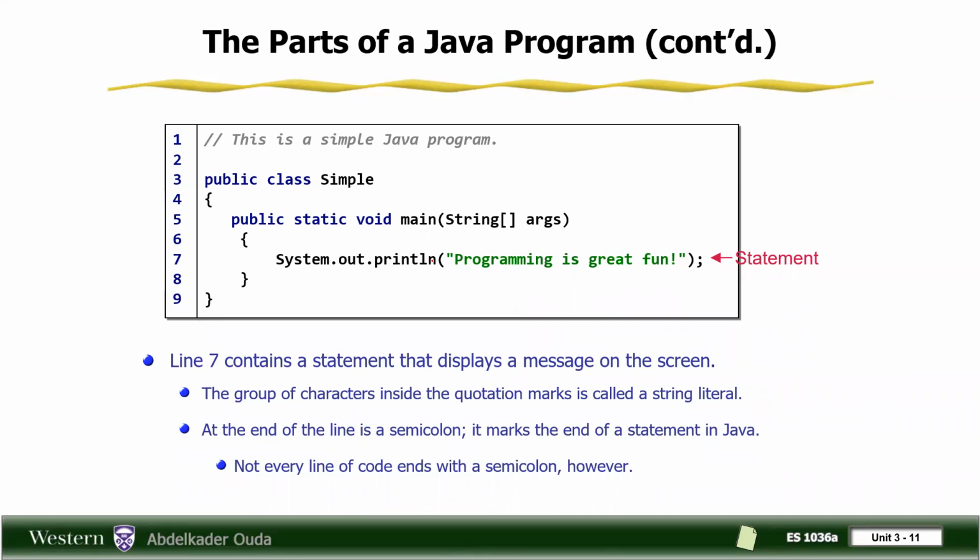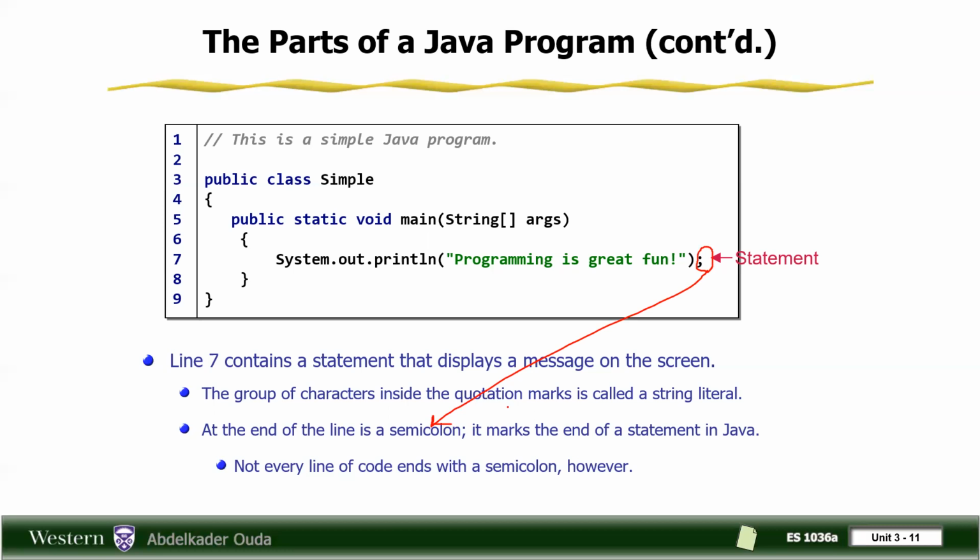So what does this statement, system.out.println, do? Line 7 contains a statement that displays a message on the screen. So system.out.println will print the required line between the double quotes on your screen. At the end of the line, we should end it with what? Semicolon. If we don't, we will have an error. It marks the end of a statement in Java. So what is the job of semicolon in Java? It marks the end of a statement in Java.